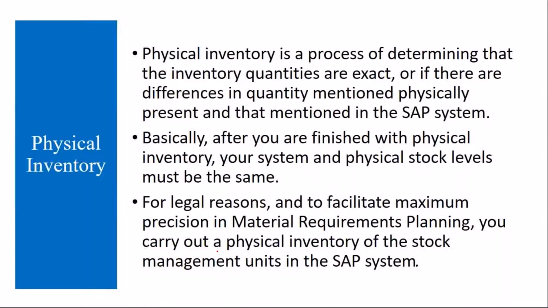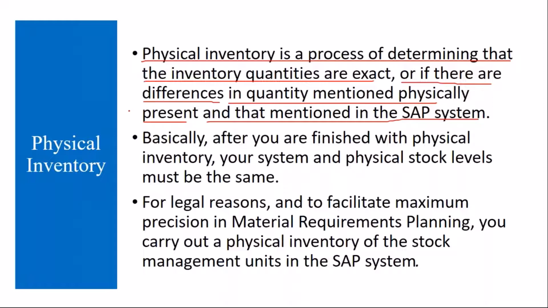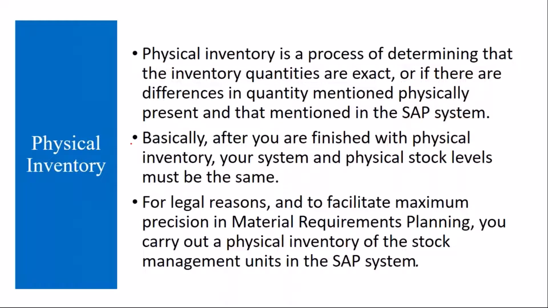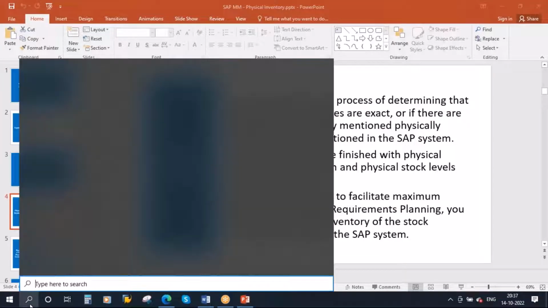So what is physical inventory? Physical inventory is a process of determining that the inventory quantities are exact, or if there are differences between the quantity physically present and that mentioned in the SAP system. So physical inventory is basically comparing the stock of a material in the SAP system and the physical stock, both. Okay, so I'll explain.